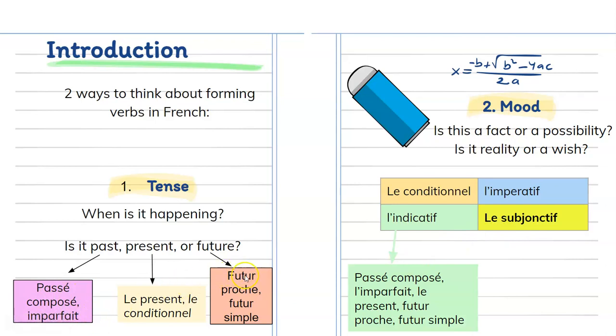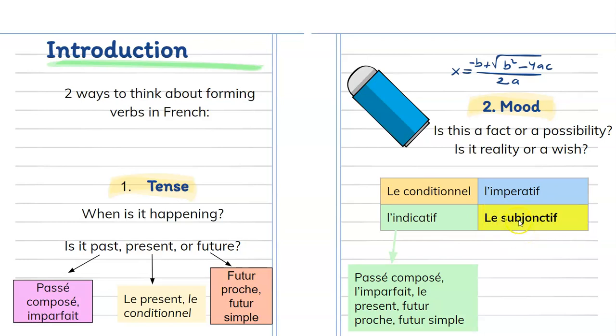All of these tenses that we've learned already fall into the category of l'indicatif, right? We're talking about things that are happening. Passé composé are things that in the past happened. Le présent is things that are currently happening in the present. Le futur proche and le futur simple are things that are going to happen in the future. So we're adding on our last part of this puzzle of different verb moods, talking about le subjonctif.